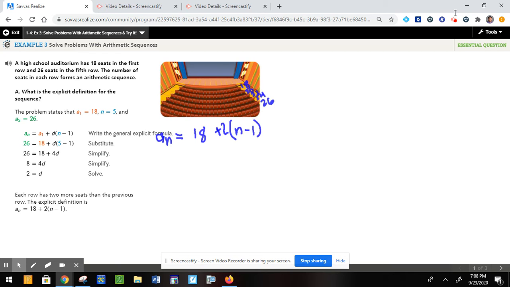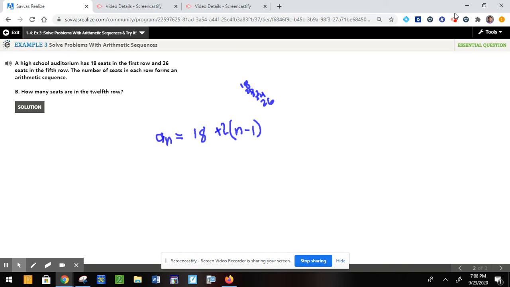Okay, so that's an algebraic way to do it. I kind of gave you a graphic way to do it. Both would be sufficient. Okay, so the next one.